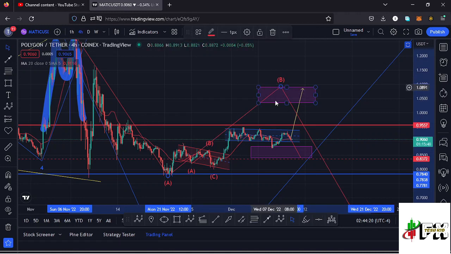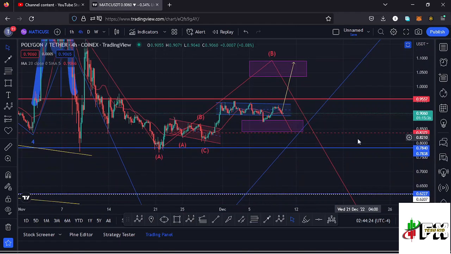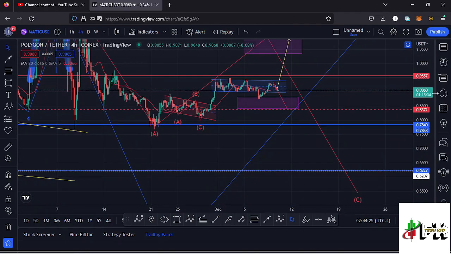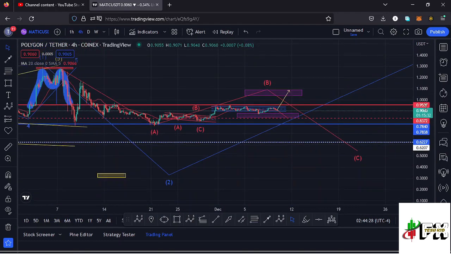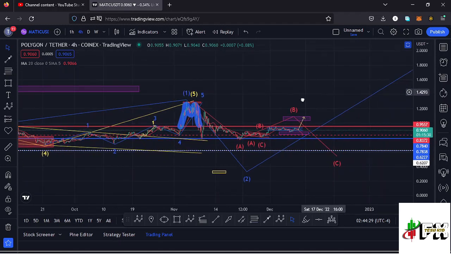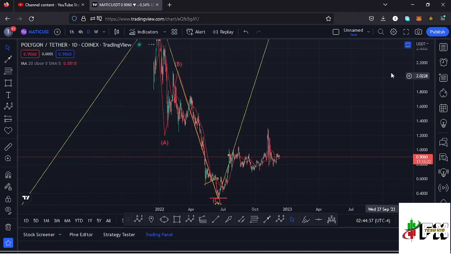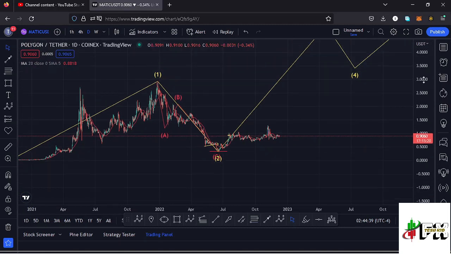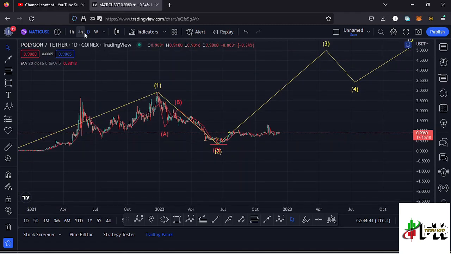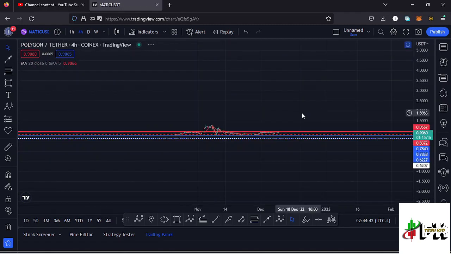Then from there we can expect the formation of that wave C to fully maximize the formation of that wave 2 to the lower side, and then from there we can expect another bounce to the upper side in the formation of that wave 3, then expect a wave 4 and then a wave 5 to fully maximize that higher Elliott wave count 3 that I have shown you here on the daily chart. So those are my short-term and long-term scenarios that I'm expecting to play out here on the Polygon MATIC chart.